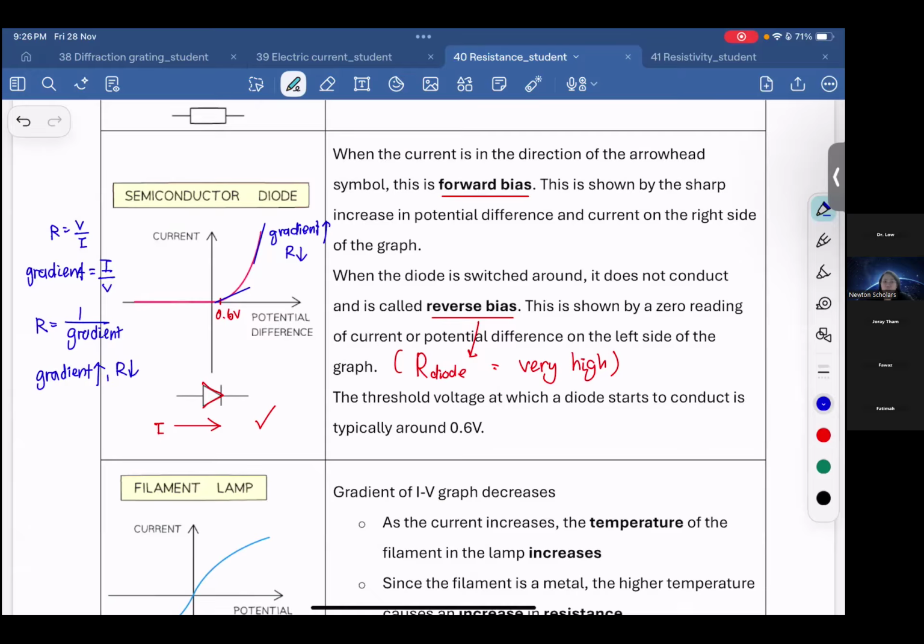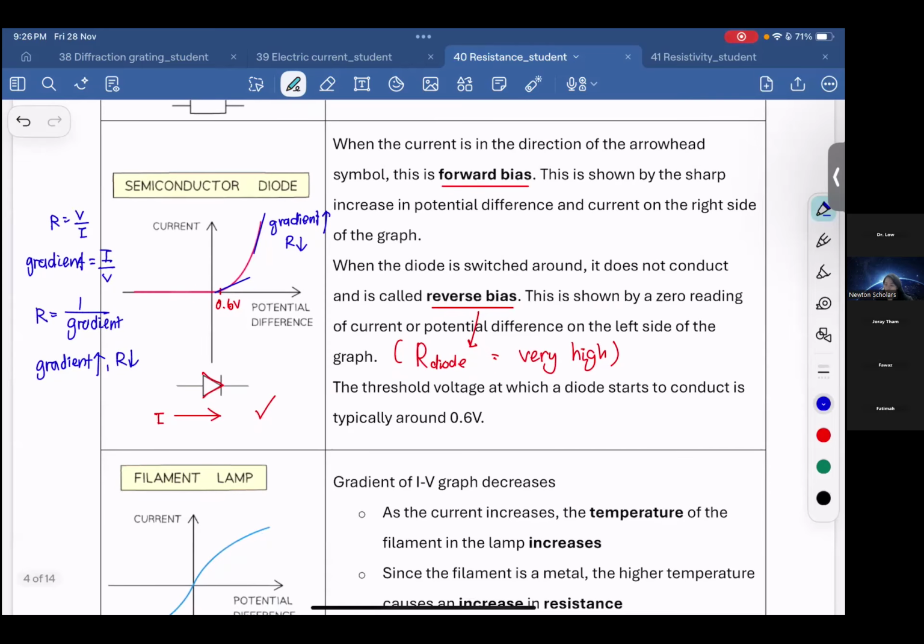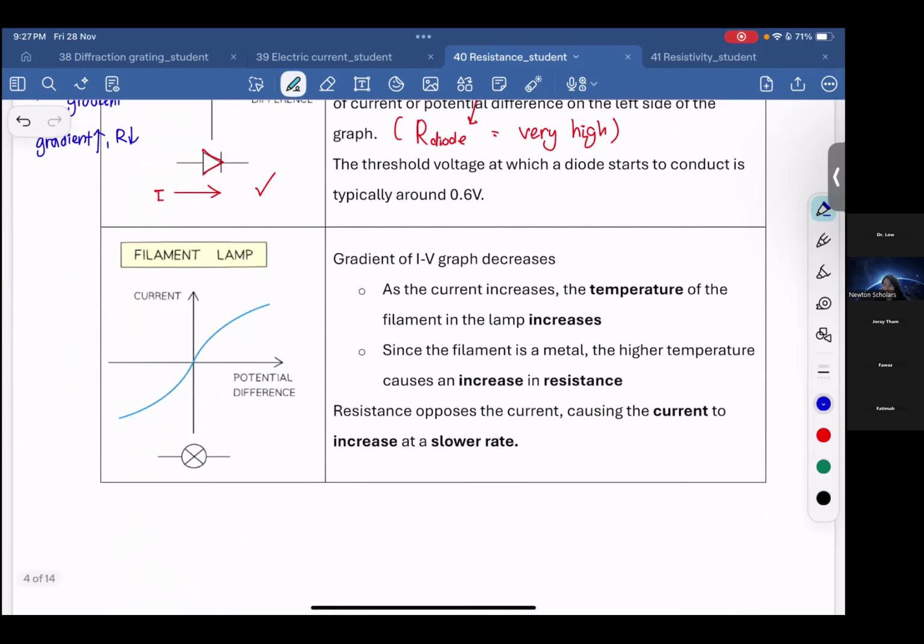Instead of drawing a triangle, I just draw a line to see the gradient, the slope. When the gradient is high at the end, it's a steeper line. Can you see a steeper line? Gradient is high, so resistance decreases. Okay, filament lamp.